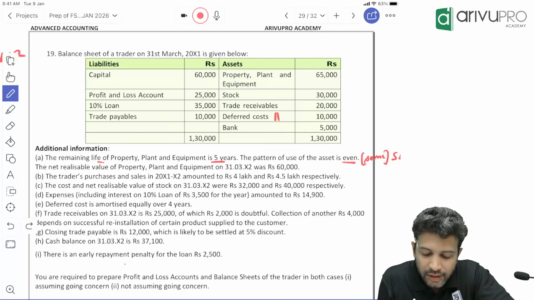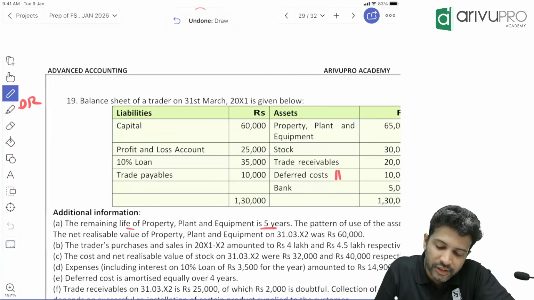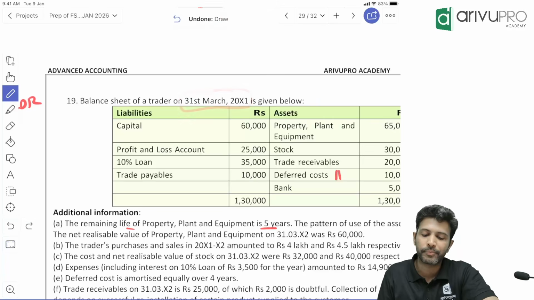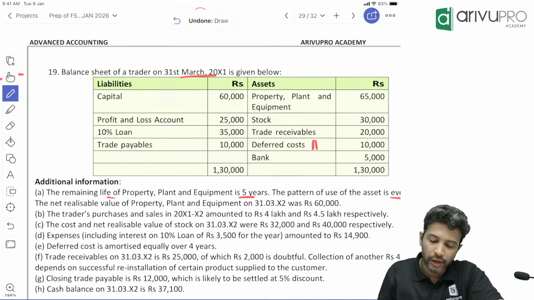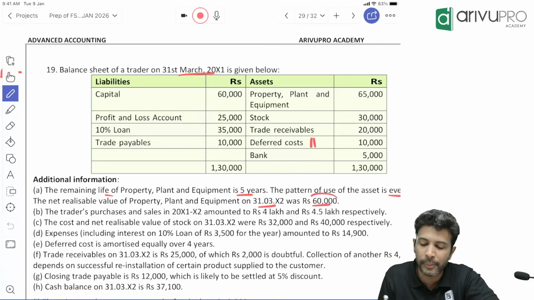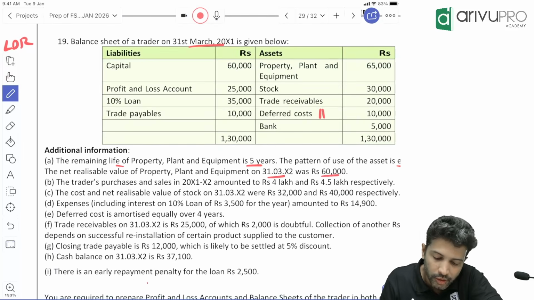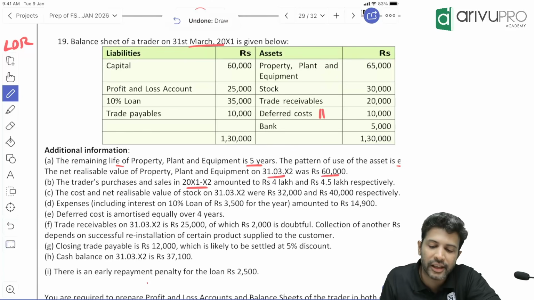The net realizable value of the property on 31st March 20x2. This is the data given on 31st March 20x1. Now they are saying that on 31st March 20x2, if you sell this property, you will get 60,000 realizable value. Trader's purchase and sale in X1, X2 is this.